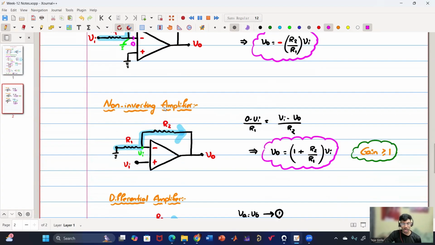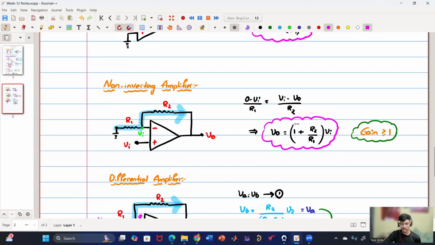Now when we come to the non-inverting amplifier, this is how the circuit looks, and the output expression is V0 equals 1 plus R2 by R1 into Vi. And here the gain is always greater than or equal to 1. Gain less than 1 is not possible because of this one sign.